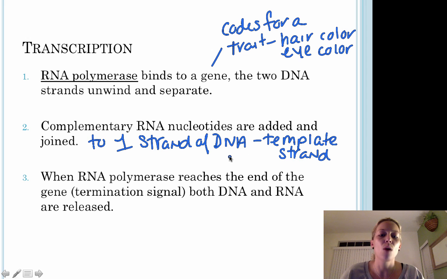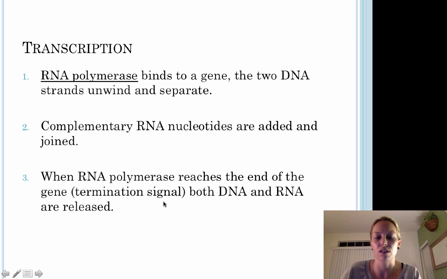When RNA polymerase reaches the end of the gene, it hits a termination signal. It's about 3 bases that signal for the RNA polymerase to drop off and release both the DNA and the mRNA. So let's take a closer look at a diagram of what this looks like.